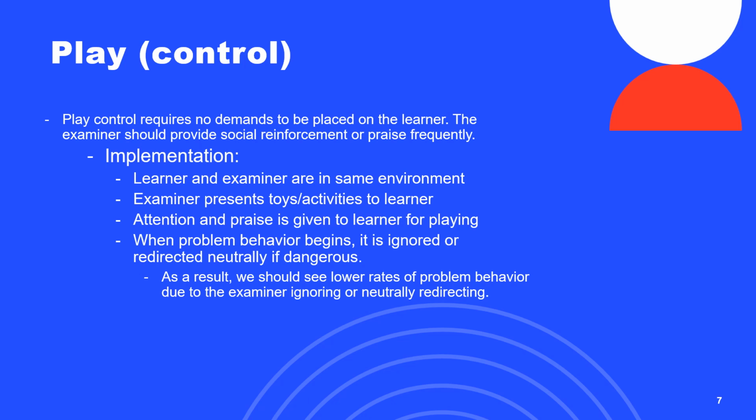So as a result here, we should see lower rates of problem behavior due to the examiner ignoring or neutrally redirecting the problem behavior. So when the problem behavior occurs, say the learner throws the ball, you are to ignore that behavior, and then give praise when the child is engaging appropriately.